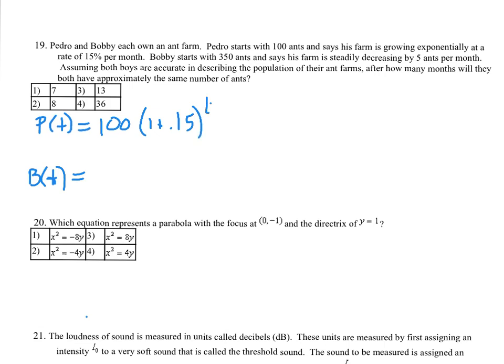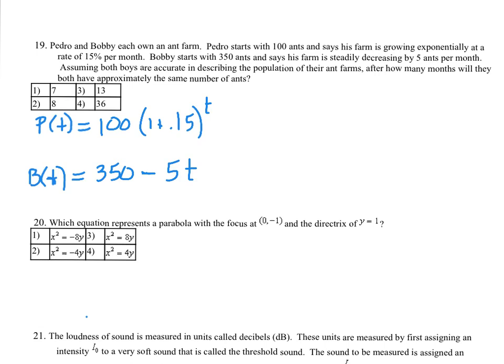Okay. And then if you look at Bobby, Bobby is starting with 350 ants, so he's got more to start with. And his farm is steadily decreasing. So he's having some trouble there. Decreasing by 5 ants per month. And again, I'm going to use T, I don't know why I'm using T, don't ask. I guess I could use M for months, but whatever. Okay, so that would represent Bobby.